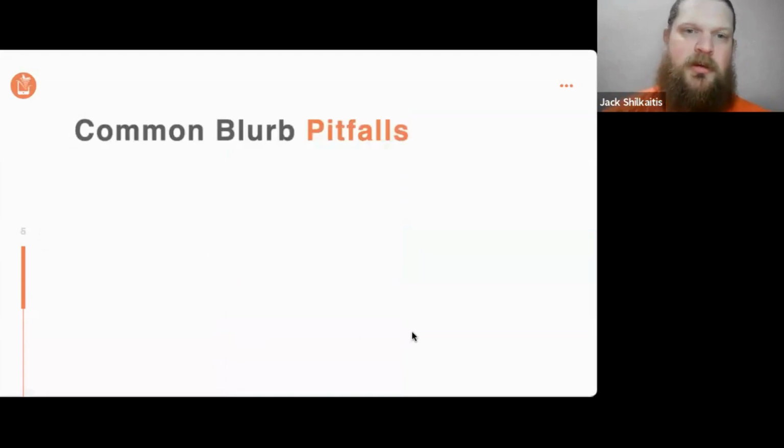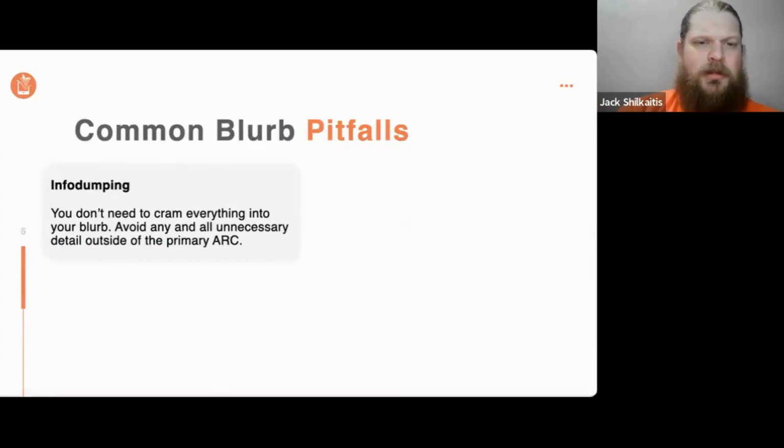So some common pitfalls I want to cover here, because we talked about, oh, this is great, do all these things and it's engaging. So a couple things. You do not want to info dump. I think this is true of things other than just blurbs as well. It doesn't just apply to blurbs. You don't need to cram everything into your blurb. Avoid any and all unnecessary detail outside of the primary arc of your main character, right?